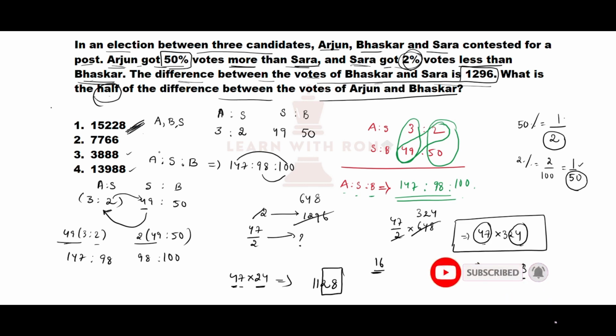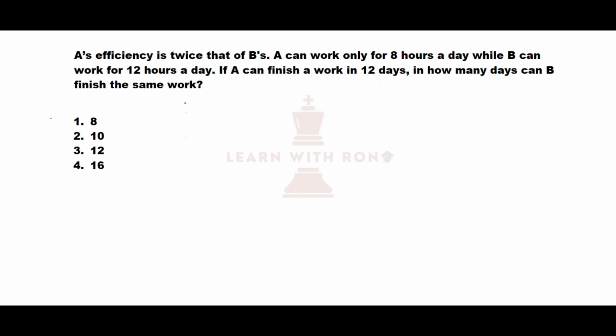So let's see our next question. See, this time a time and work question here. Here they have given A's efficiency is twice that of B's. Means there are two numbers A and B, efficiency ratio they have given. A's efficiency is twice that of B's, means if B's efficiency is 1, A is twice of that, means 2:1.